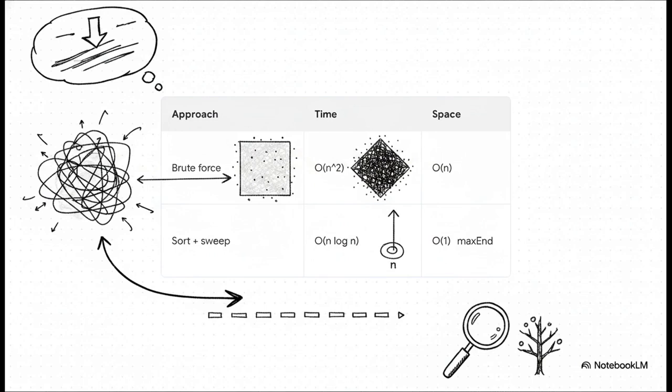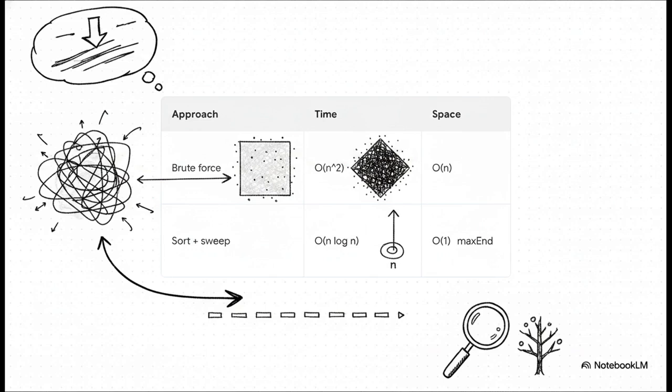Just look at the massive difference we've made simply by organizing our data first. We've taken that sluggish O(n squared) brute force nightmare and transformed it into a super sleek O(n log n) sweep. Plus, aside from the standard memory used by the sort itself, this sweep requires only O(1) constant extra space, since we're just updating that single maxEnd integer. It is a game changer.